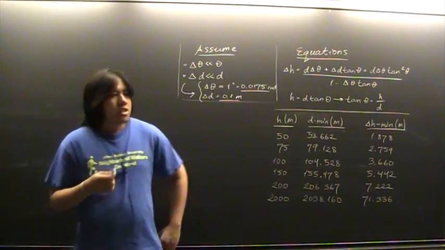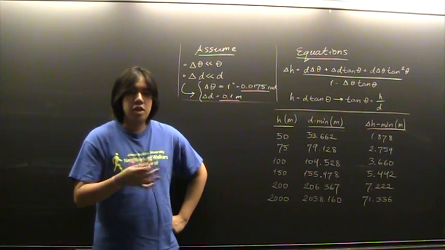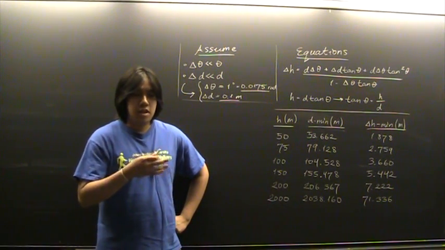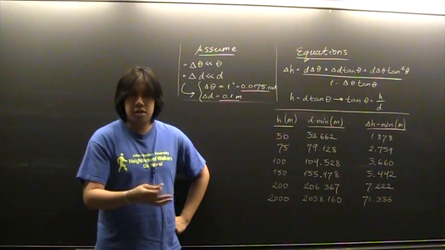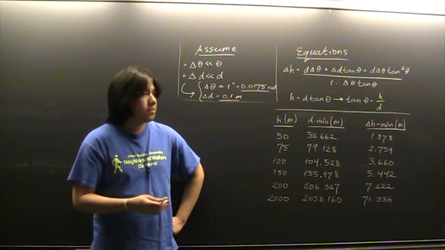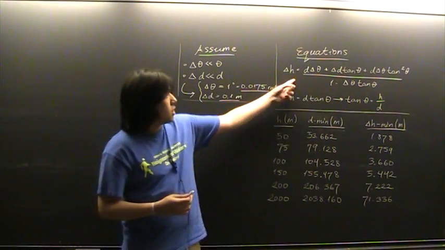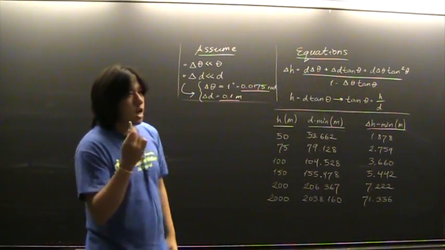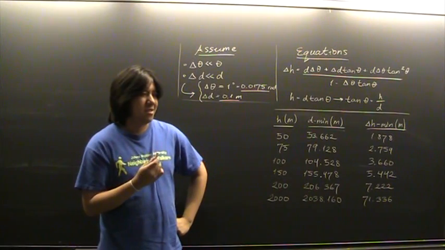Hey guys. So last time we were able to determine an equation for delta h, the error in the height measurement of some sort of object, in that case your girlfriend, using trigonometry, specifically tangent. So we were able to come up with this equation right here. So now we're going to make things one step a little bit harder.